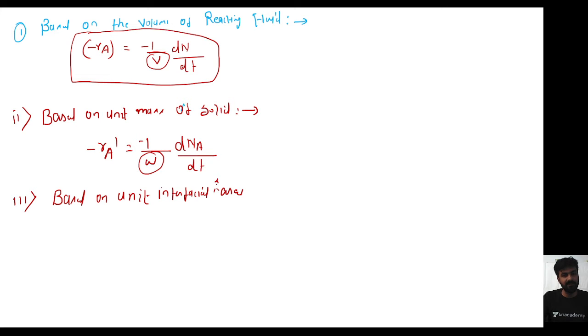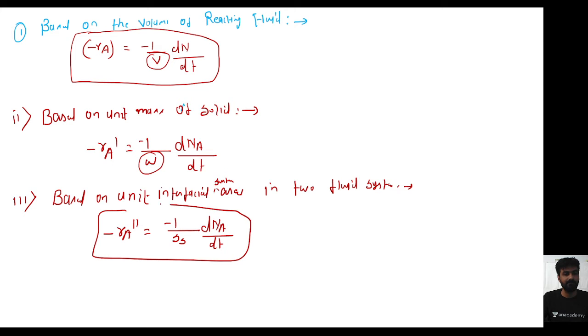Interfacial surface area, that is the surface area in a two fluid system. So you can write minus Ra double dash, that is equal to minus 1 upon S times dNA by dt. So these three things: one is 1 upon V dN by dt, one is 1 upon W dN by dt, and next is interfacial surface area, 1 upon S dN by dt.